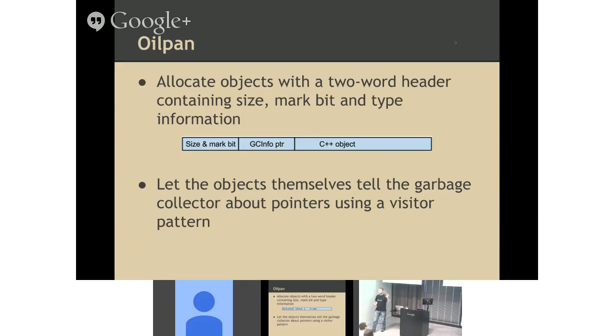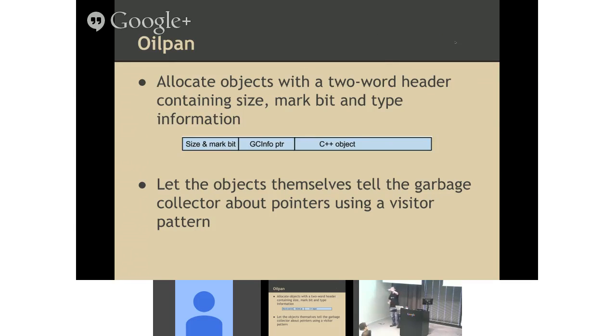The second bit here was being able to find pointers from a heap object to other heap objects. And there's just no reliable way to do that without involving the object itself. So that's what we're doing. We're letting C++ objects describe themselves to us. So as a Blink programmer, you will actually have to write the code that tells us about all the pointers that you have to other heap objects.